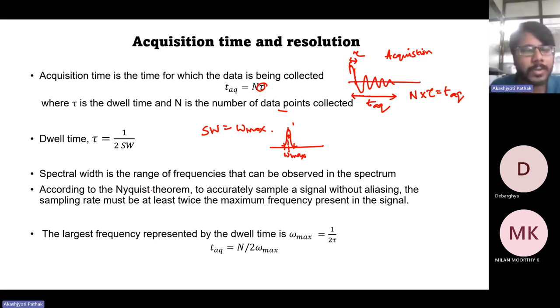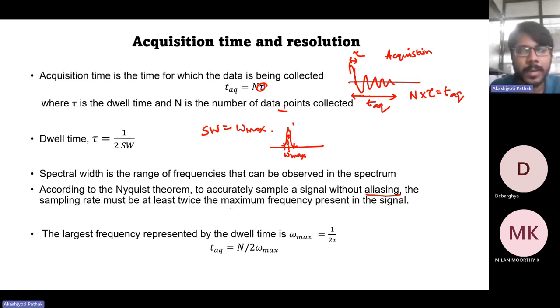Okay, so what is the sampling theorem? The sampling theorem is also called the Nyquist theorem. So what does the Nyquist theorem say? It says that to accurately sample a signal without aliasing, the sampling rate must be at least twice the maximum frequency present in the signal. What is aliasing? We will understand that in the next slide. Aliasing is signal folding, also known as aliasing.